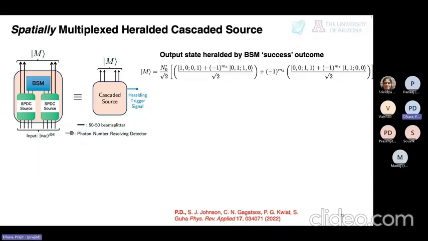But because the Bell state measurement is a path erasure kind of process, you cannot tell apart between the terms where source one and source two have sent one photon each, and source one and source two have each sent zero and two or two and zero photons. The path erasure process doesn't discern between those two. So the output state, given a success trigger, is a superposition now of the Bell pair that you want and some other entangled term. This is still entangled, but not in the basis that you care about.